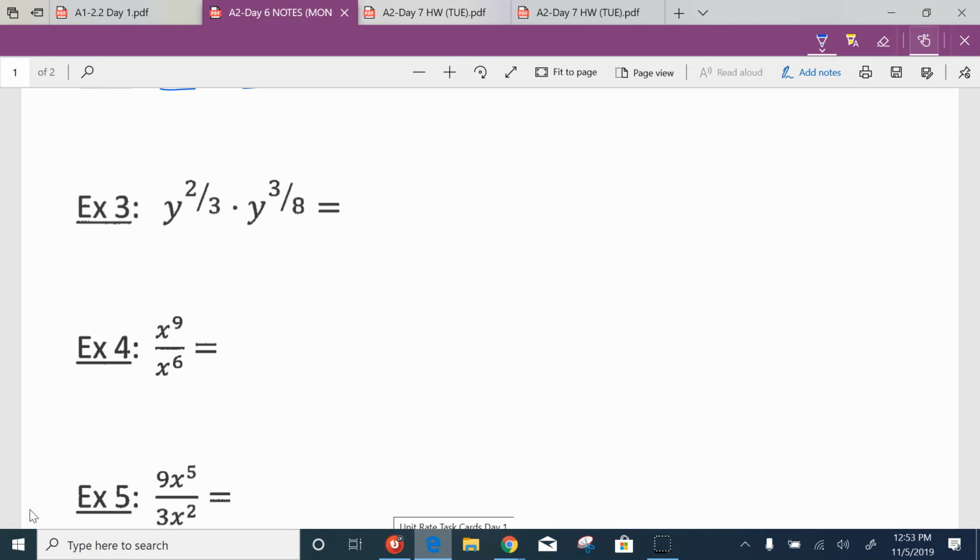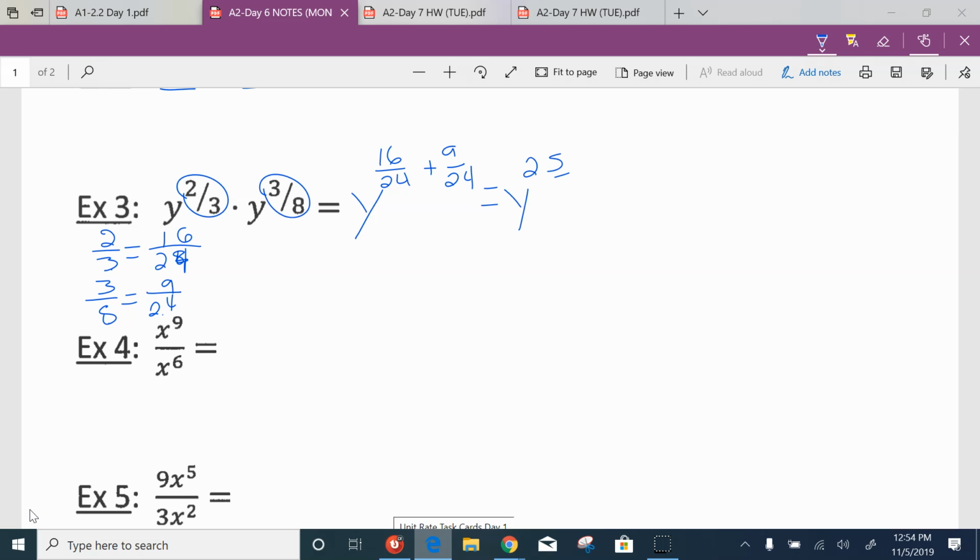Example 3, we have the same type of problem again. This time, though, I have different exponents with different denominators. My base y is still the same, so I'm going to go ahead and take 2/3 and 3/8, and I'm going to find a common denominator for them, which will be 24. 24 is common to 3, 24 is common to 8. 8 times 3 is 24, so 3 times 3 is 9. 3 times 8 is 24, there we go. And 8 times 2 is 16. So what I have is 16 24ths plus 9 24ths for my exponent. When I simplify it, I get y to the 25 24ths.